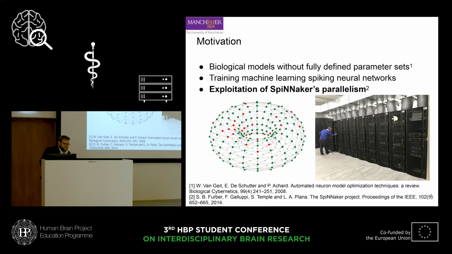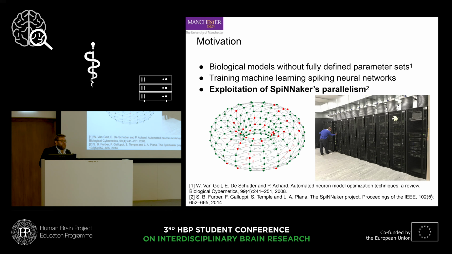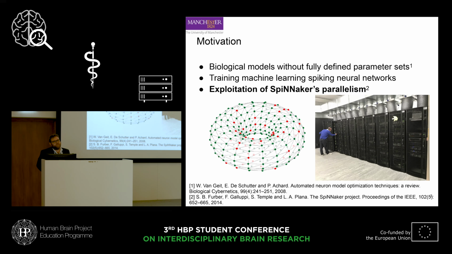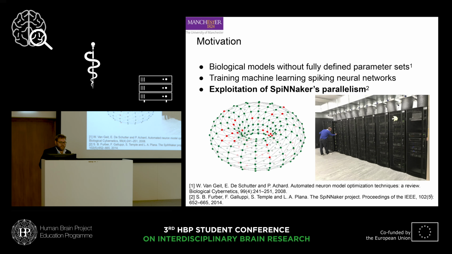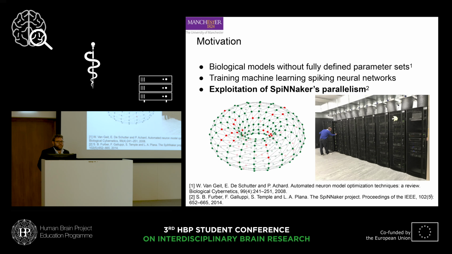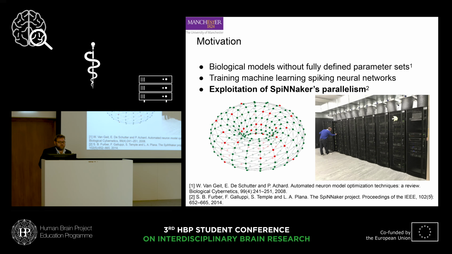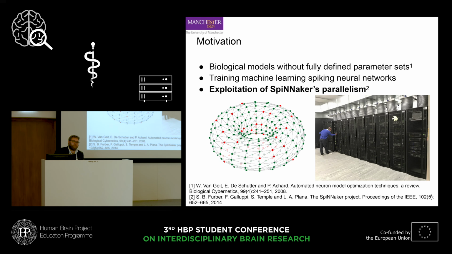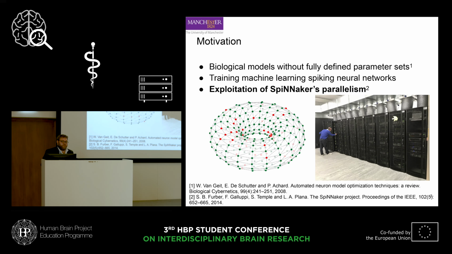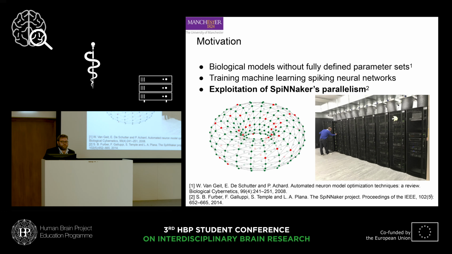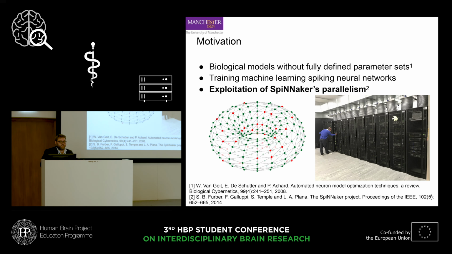Okay, so this is the SpiNNaker machine we have in Manchester. Last November, we just hit a total of 1 million cores, and it can be used, amongst other things, to simulate spiking neural network models. Now, there are two main sources of spiking neural network models that you might want to investigate using SpiNNaker.